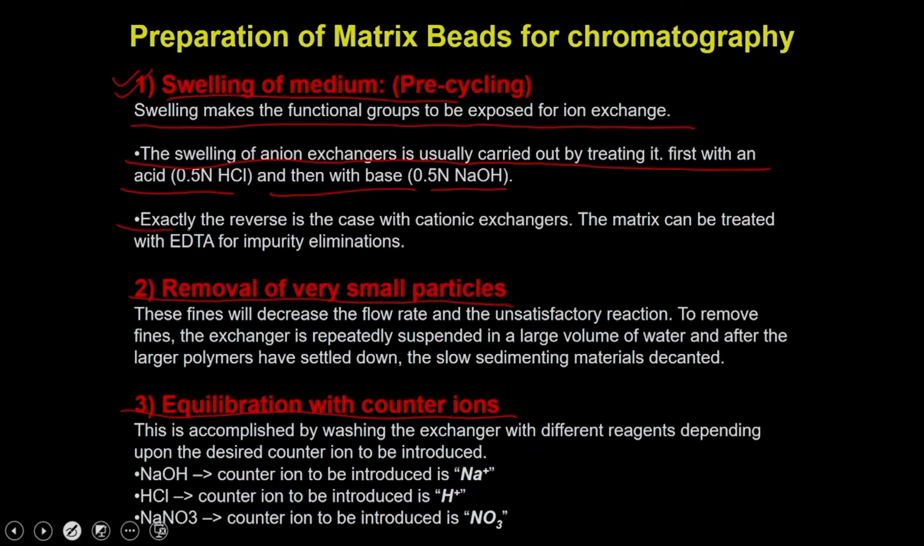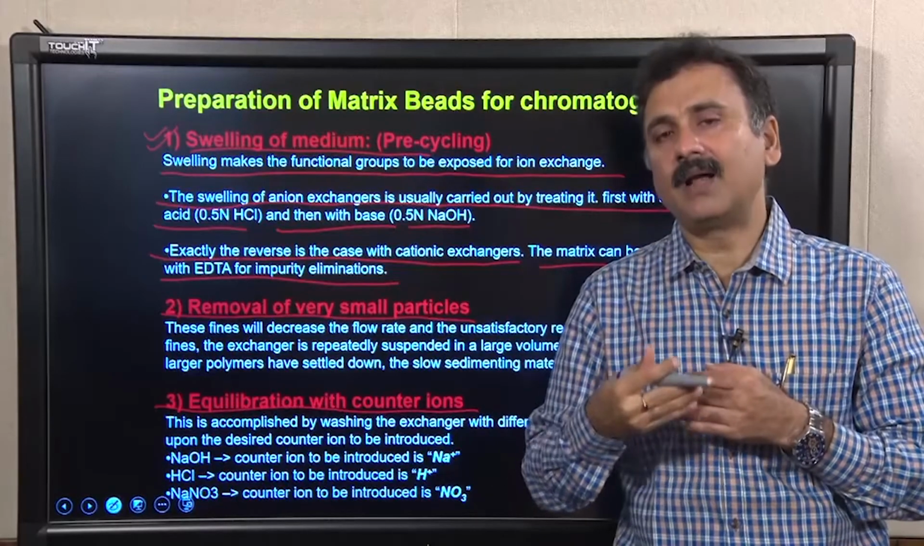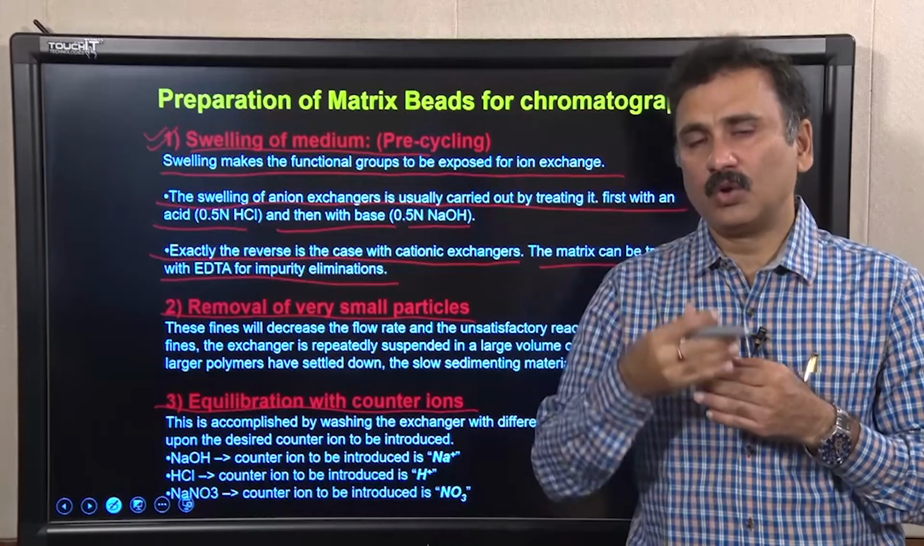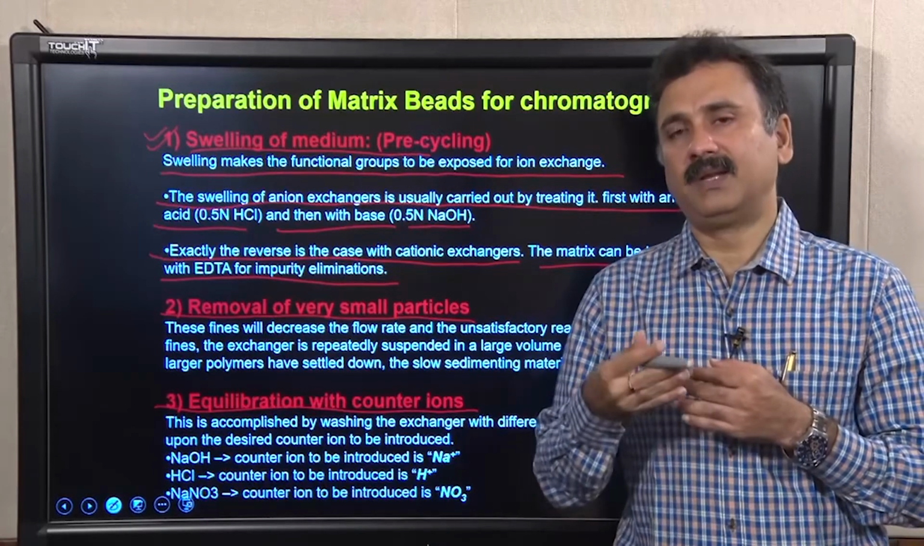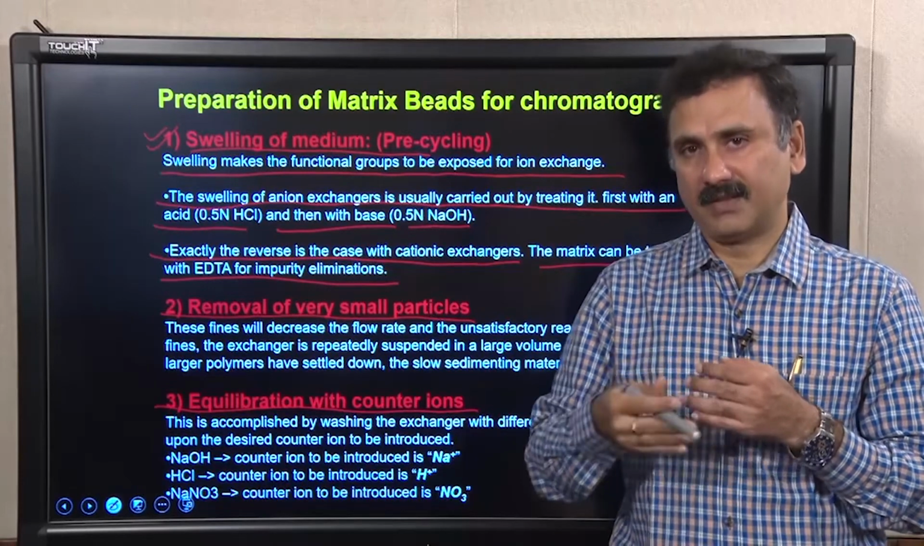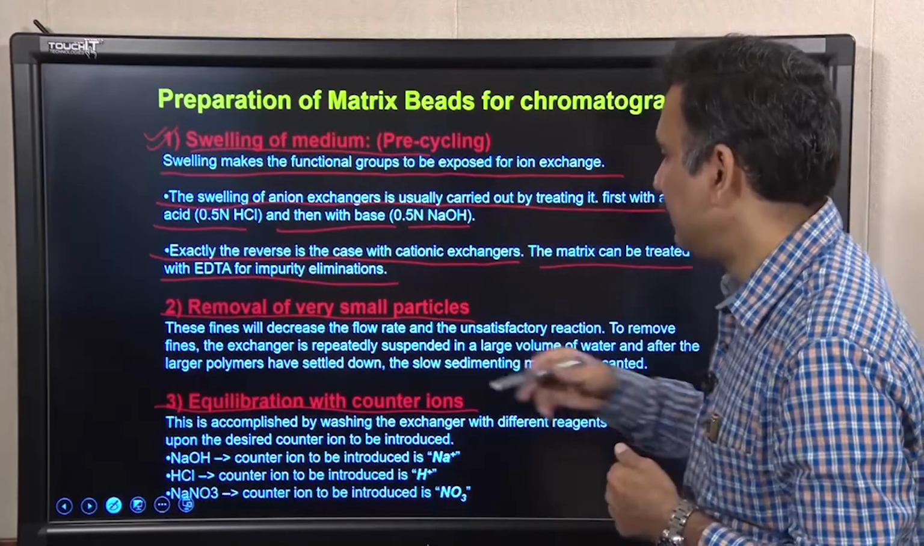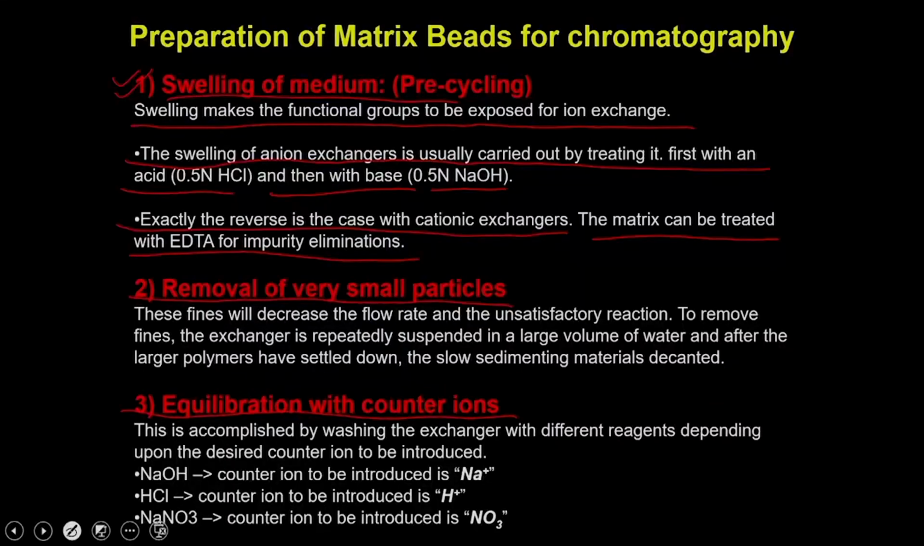Exactly the reverse is done with the cation exchangers. The matrix can be treated with EDTA for removing impurities or small metals. Because the metals are cations, you also have to ensure that no metal is present in the process. Then the next step is removal of the very small particles.